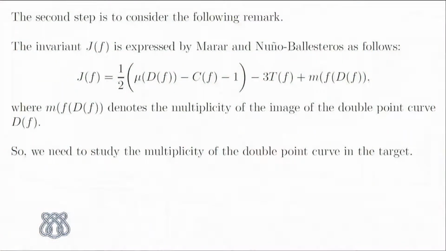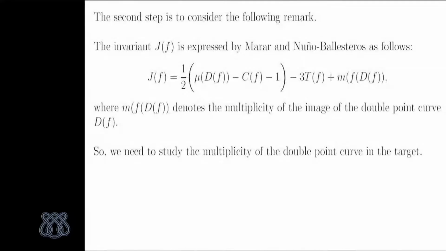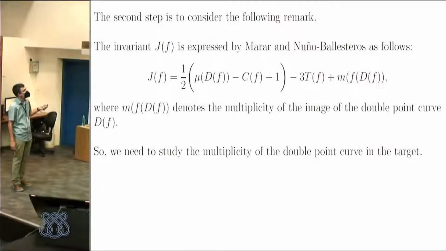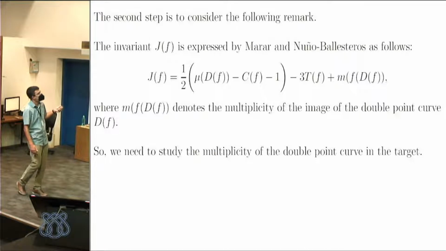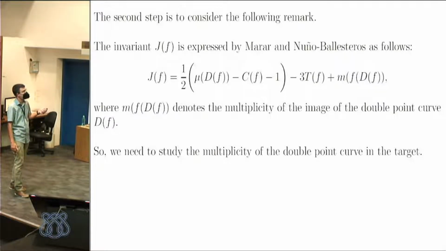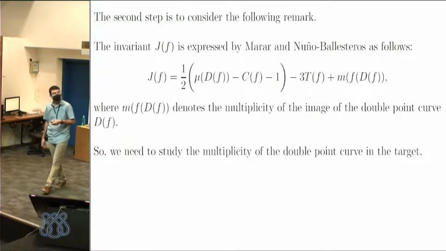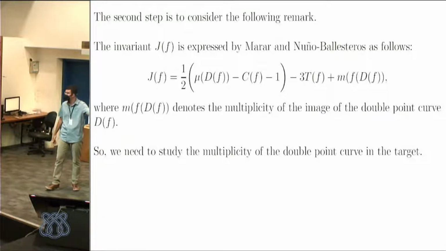The second step of the proof is to consider the relations among the invariants involved in the question. Here's another very nice result of Mararar and Ballesteros. They express the invariant J in terms of the other invariants: the mu number of the double point curve, the cross caps, the number of triple points, and another very important invariant, which is the multiplicity of the double point curve in the target.